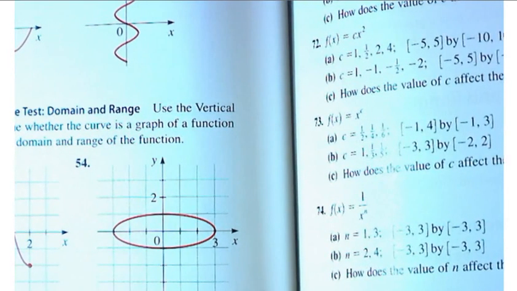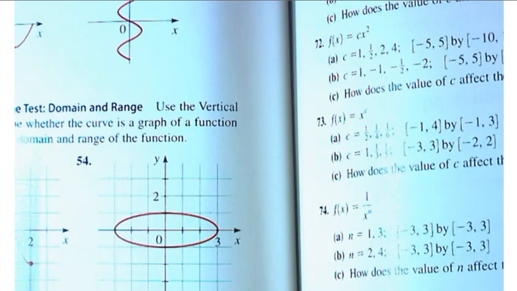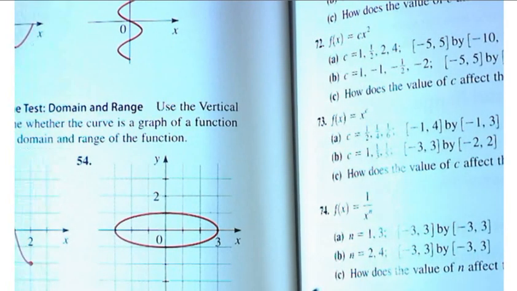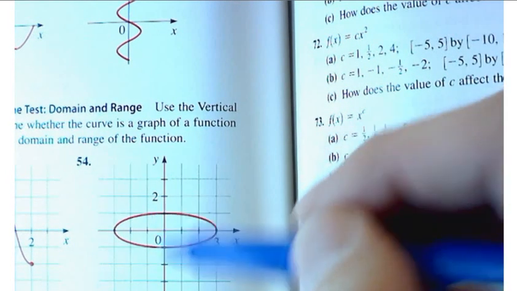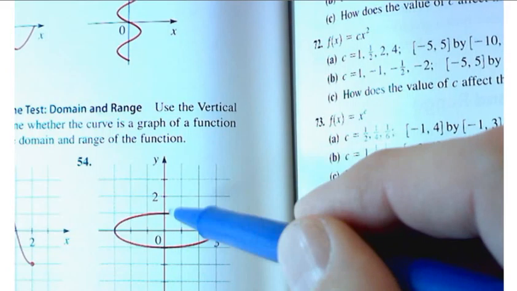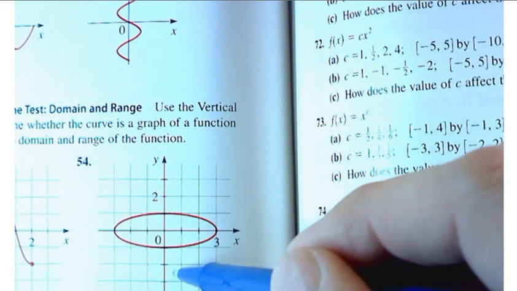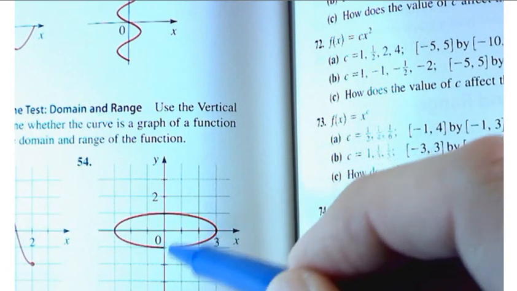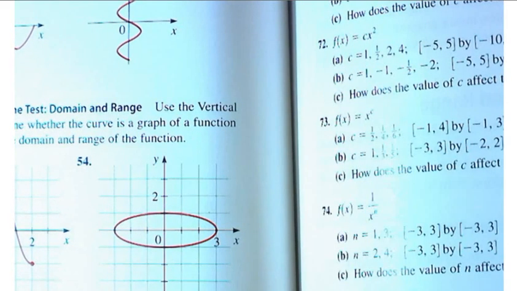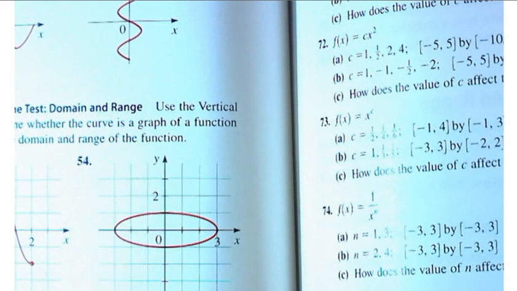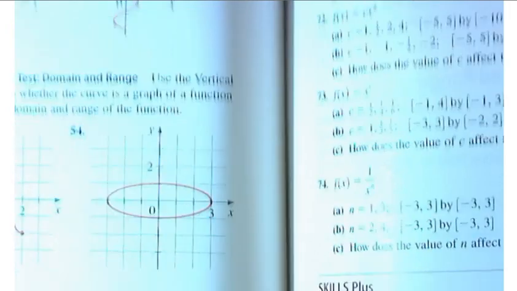Good. So negative 3 to 3 would be your domain. The y values represent the range. What y values do I have for problem 54? Yeah, between 1 and negative 1.